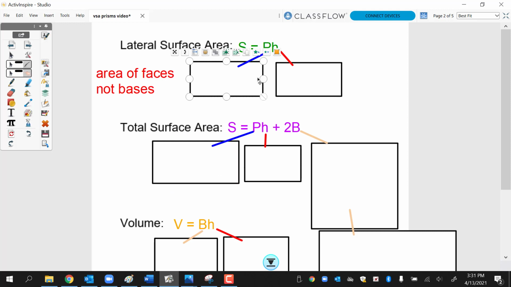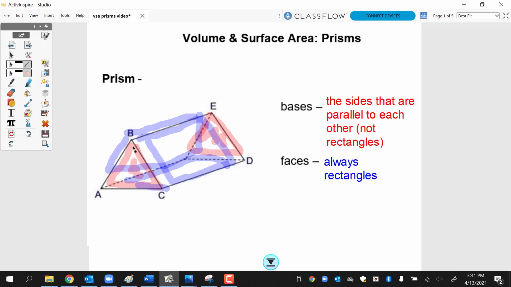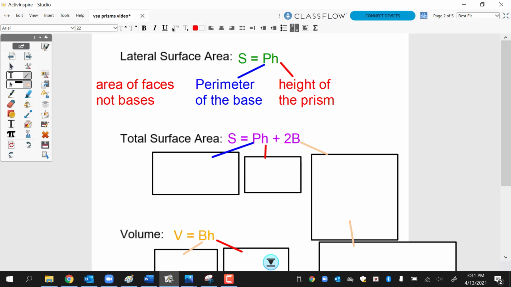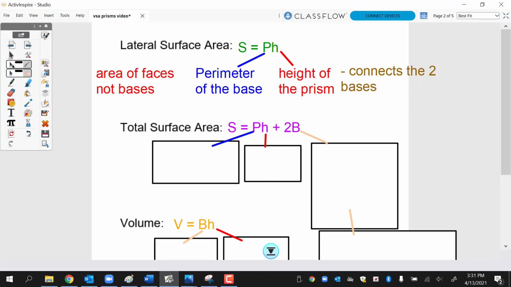Capital P, we know that stands for the perimeter of the base. Okay, so the perimeter, you would figure out which side is the base, you would add those sides together. H is going to be the height of the prism. So the height of the prism actually connects the two bases together. So we're going to type that down in a color. Connects the two bases. Okay, great. So all you got to do is plug those numbers in, and you would get the lateral surface area.